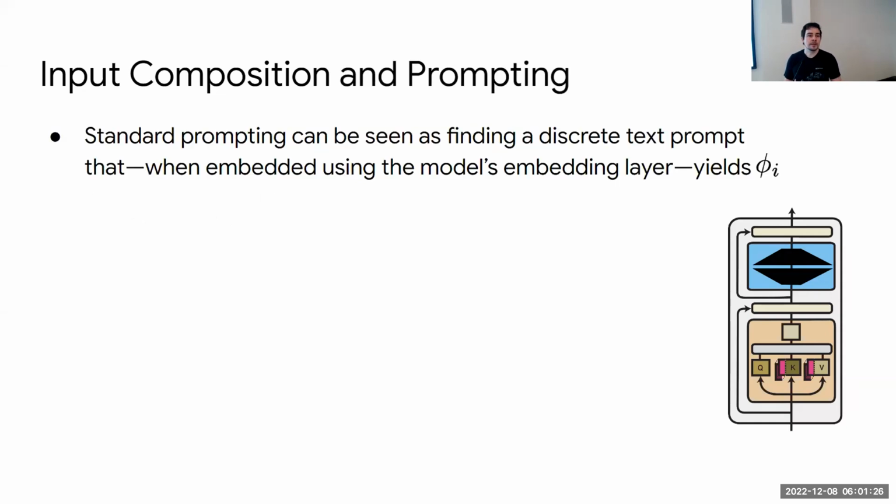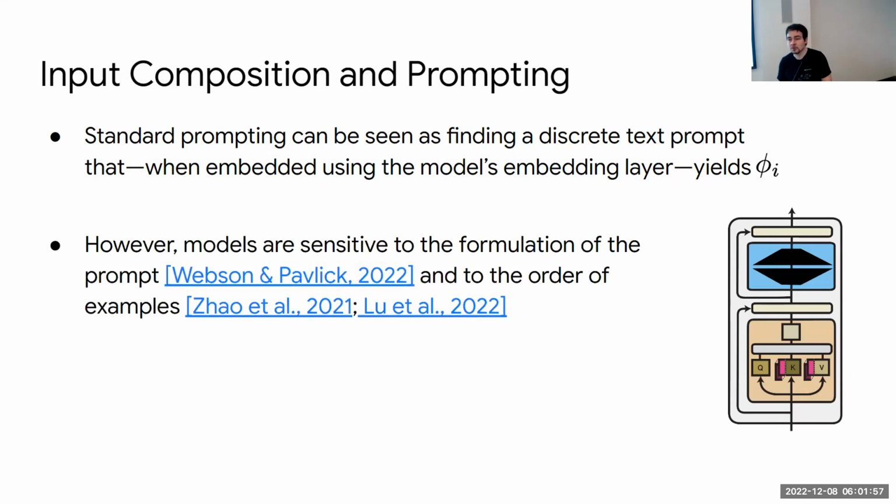Standard prompting, as we've already spoken about before, is where we define a human-defined prompt that is then fed into our model. The prompt is effectively embedded using our embedding layer. So you can even view standard prompting as a way of input concatenation, because by embedding the prompt with our model's embedding layer, we obtain some parameter vectors phi that are concatenated with the input. However, as we've already talked about, defining this prompt with text directly is subject to a number of different limitations.